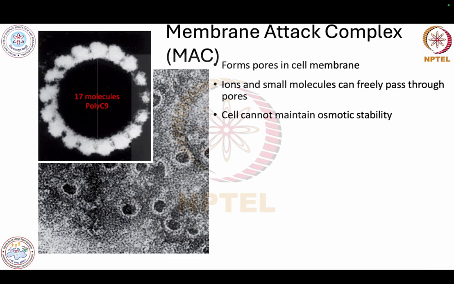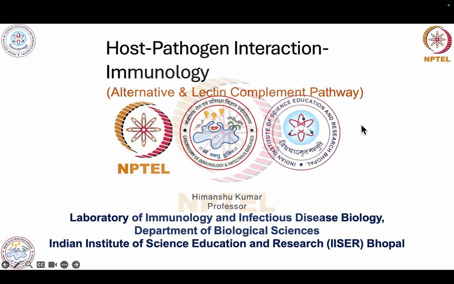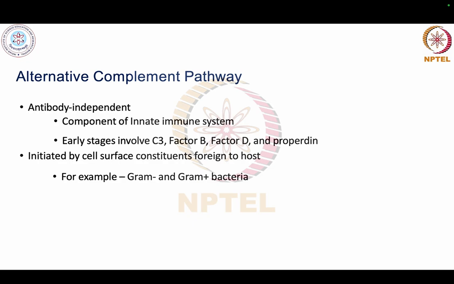Some membrane attack complexes you can see under the electron microscope. It basically forms a pore in the cell membrane where ions and small molecules can freely pass through, and if a pore is generated, the cell won't be able to maintain osmotic stability. This is how it kills the target.